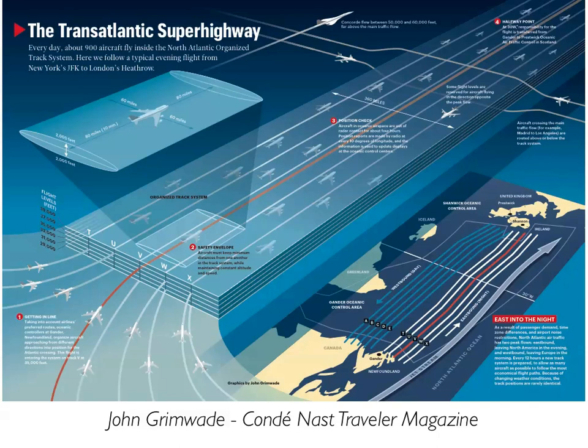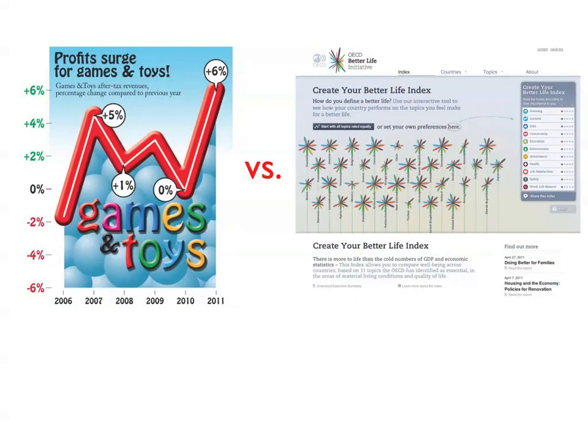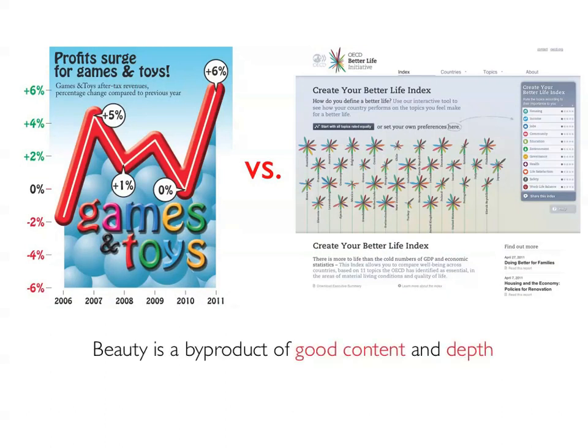As information graphics and visualization designers, we should not pursue beauty just for the sake of beauty, or impact just for the sake of impact. We should worry first about having good content and allowing readers to grasp and explore that content. In many cases, besides, beauty will be a byproduct of that good content and of depth.